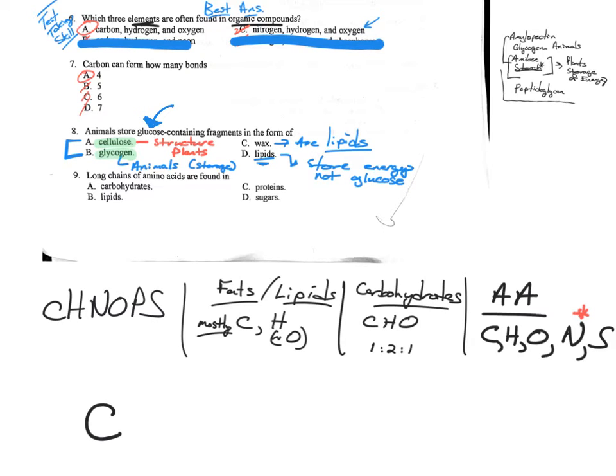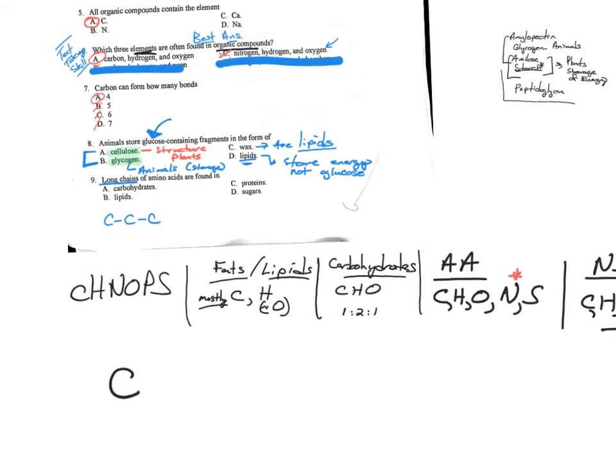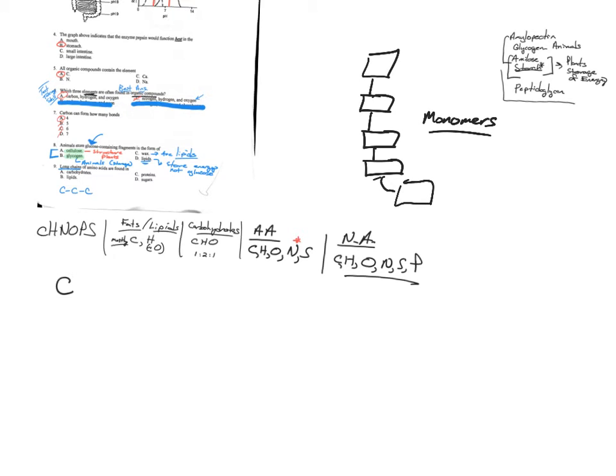All right. Long chains of amino acids are found in what? Lipids. Okay. No. Lipids are long chains of carbon. So I can see why you confuse it. You saw a long chain and your brain automatically flipped. But remember, we talked about there being a number of polymers. And what are polymers? They have many molecules. Very good. Many monomers. So really, a polymer is a long chain of monomers. We talked about that. That's what a polymer is. So a long chain of monomers.